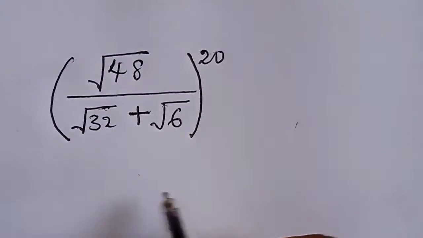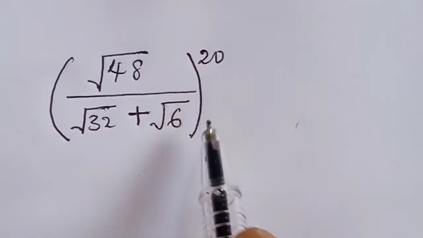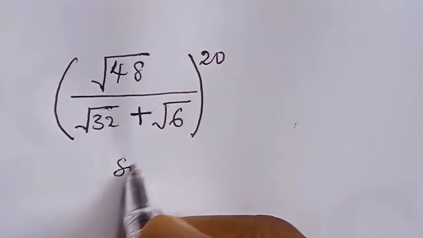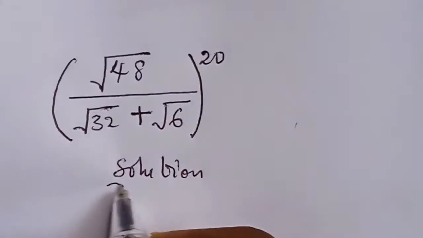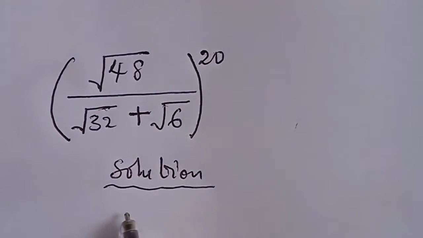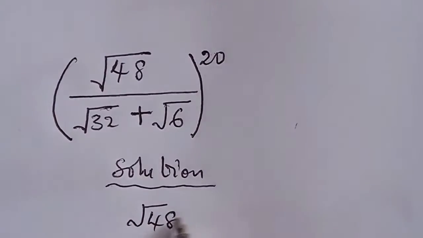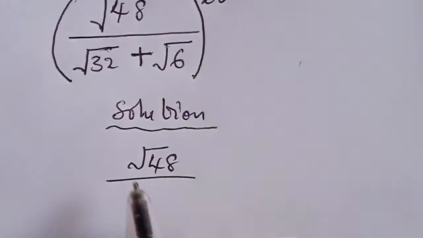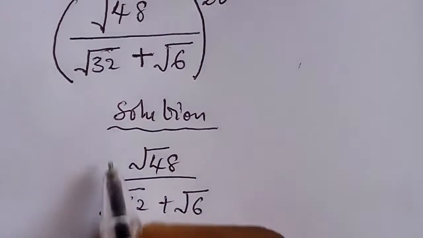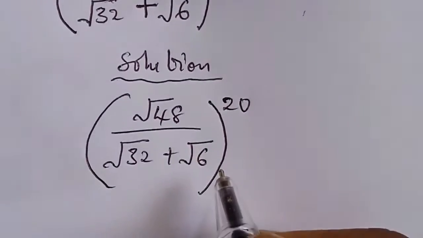In today's lesson, we want to solve this radical expression to the power of 20. How to simplify this? So we have the solution. In this Olympiad math, we first introduce our question: square root of 48 over square root of 32 plus square root of 6, into bracket to the power of 20.